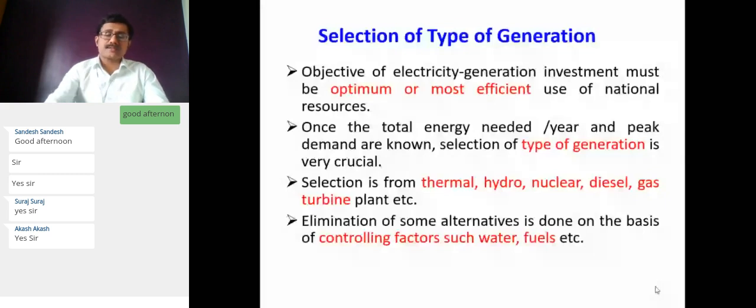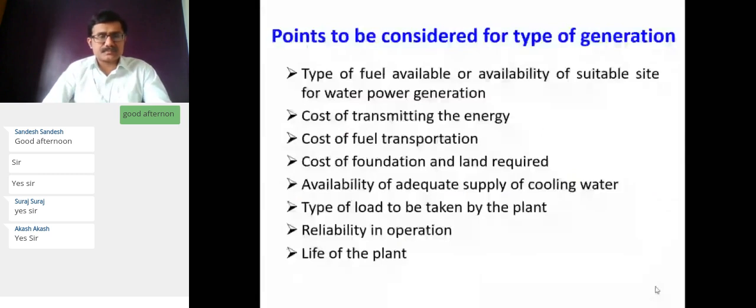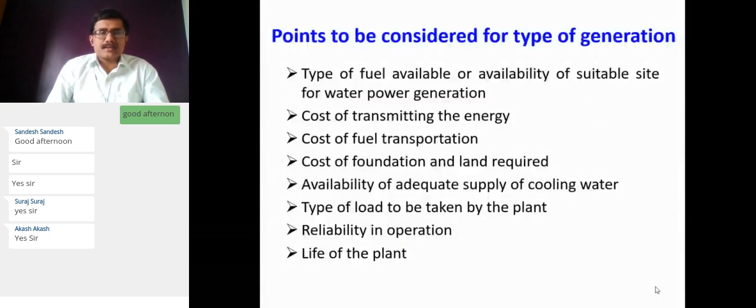Now, more important points should be taken into consideration irrespective of the type of generation, isn't it? So I would like to insist to all of you, please note down these points in your notebook, which should be taken into consideration for the type of electricity generation. First note down these six or seven points and then we can discuss them one by one. You should keep your notebook and pen ready in all the lectures.